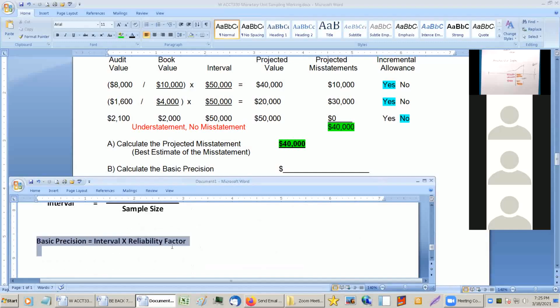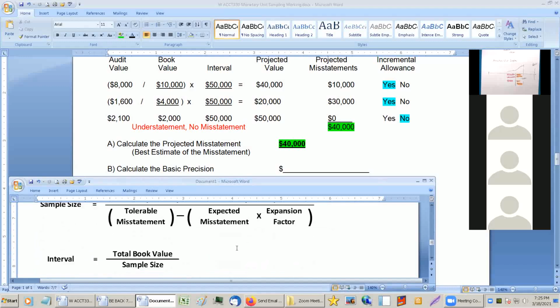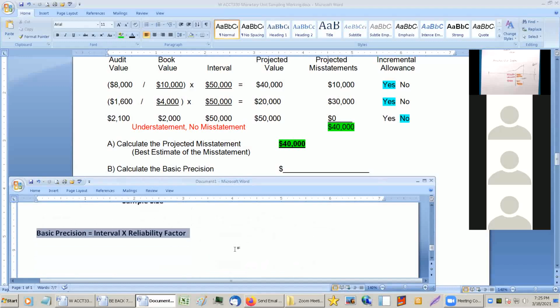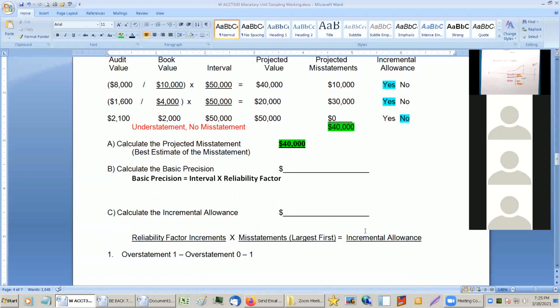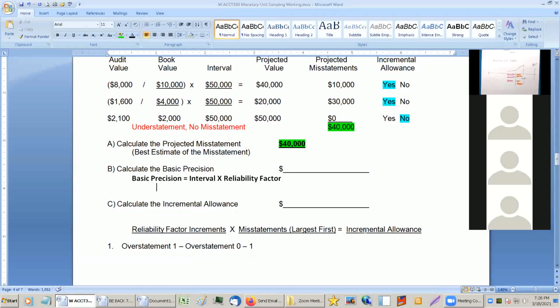Basic precision. Go down to that table thing at the back. Equals the interval times the reliability factor. I'm going to go ahead and copy that. Okay. So what's our interval?